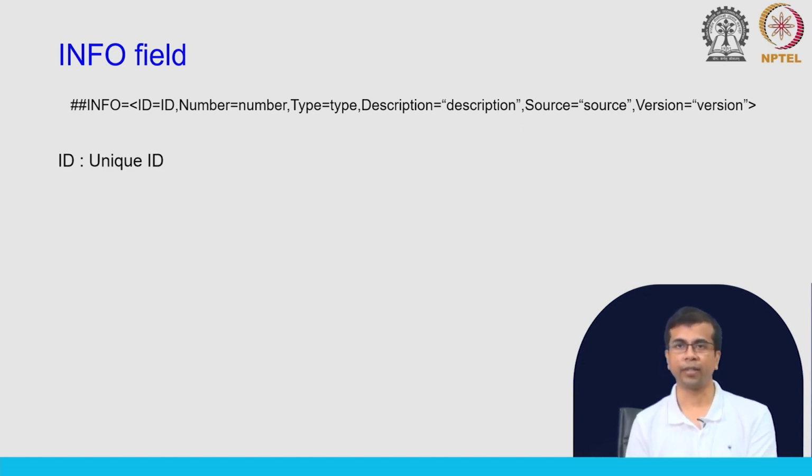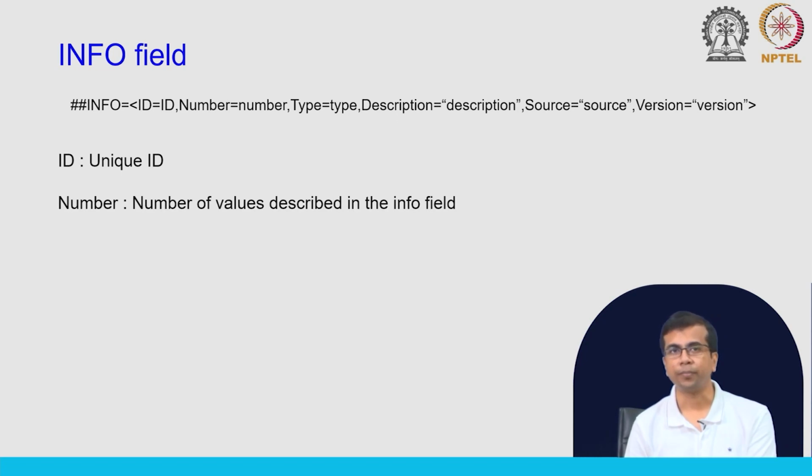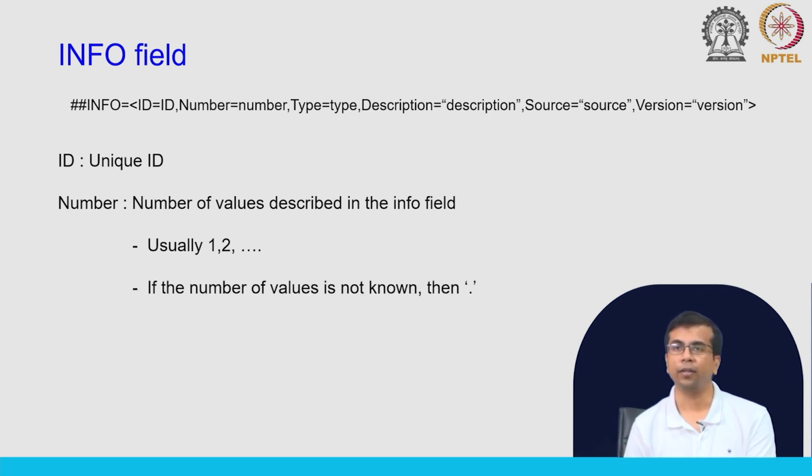We will see some examples of what this ID would look like, and then you have the Number. This describes the number of values for each ID that will be present in the INFO field. So, for each variant, whether you will have one value or two values etcetera, this will be given here. Again, this helps us in understanding how to parse this file. Usually this number is 1, 2, and so on. 1 means we will expect one value for each variant, 2 means two values for each variant etcetera, but in some cases the number of values that will be there may not be known. So, we have this dot sign.